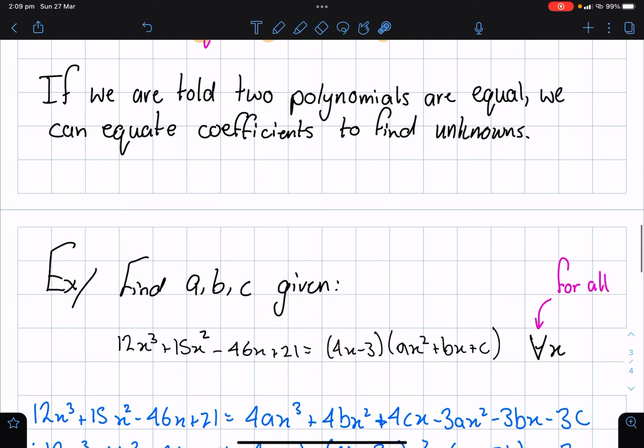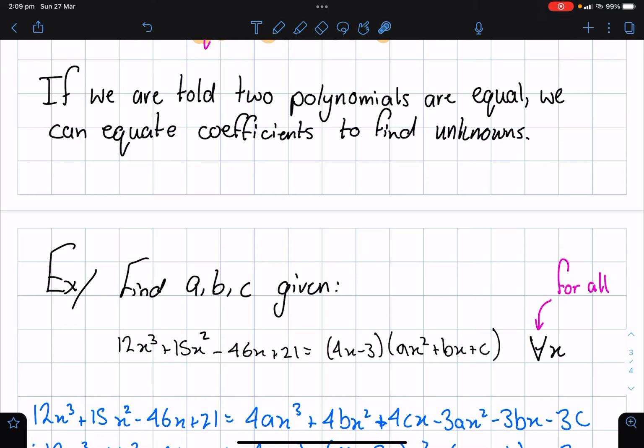What I'm going to do first is expand that right-hand side. It's going to get a little bit messy, but that left-hand side hasn't changed at all. You can double check that by just eyeballing that. All I've done is multiply the first term in the first bracket by every term in the second, and then the second term into that second bracket as well. So we end up with 4ax cubed plus 4bx squared plus 4cx, take away 3ax squared, take 3bx, take 3c.